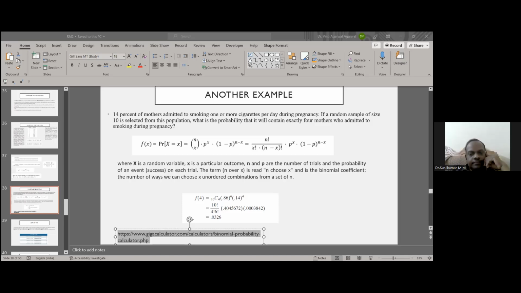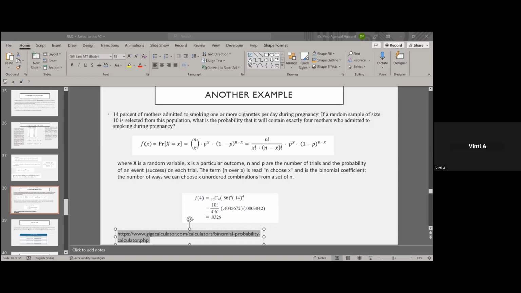Yes. So in this case, what is my probability? What is P? It was 0.14. What is N? 10. And what is the number of events? 4. And let's just calculate. So the probability of exactly 4 events is 0.326. Of less than 4 events is 99.27. If you want to do more than 4 also, 0.73. So they've done all kinds of combinations.